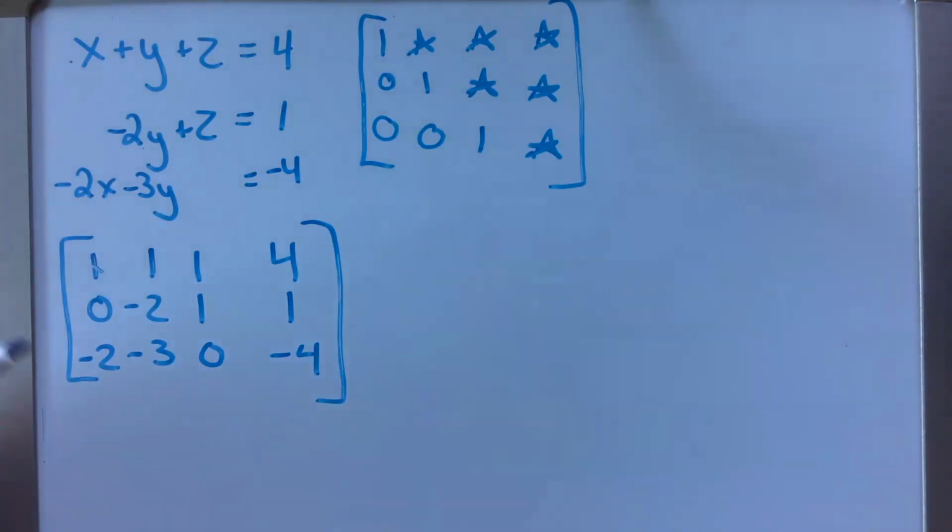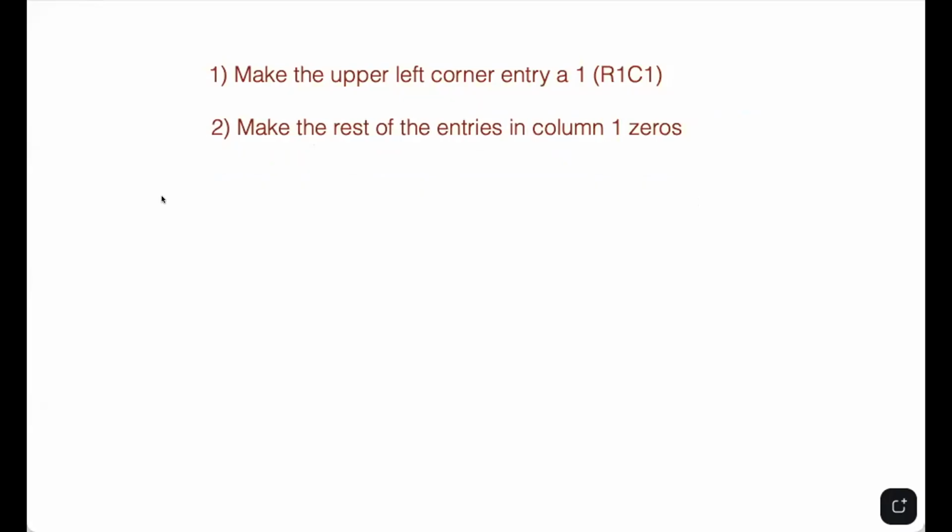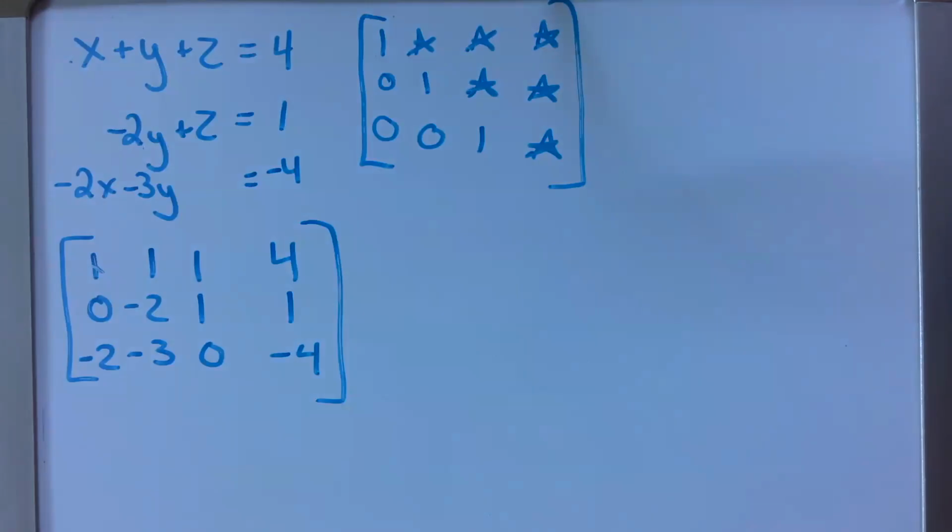I'm going to show you how to do that in my next steps, which are to create zeros underneath this 1, so my left column is 1, 0, 0. That next step is to make the rest of the entries in column 1 zeros. Here I am, and I actually already have one of the zeros, so now I just have to make this a 0. How do I do that? Well, I'm going to utilize the 1 in this corner. If I multiply this entire row by the opposite of this number, so this is -2, I'm going to multiply by 2. Then when I add, I'll get a 0.